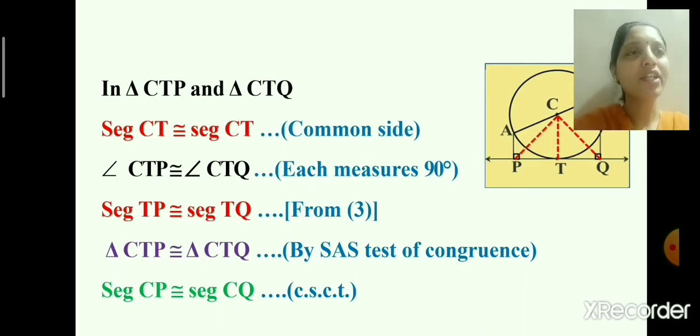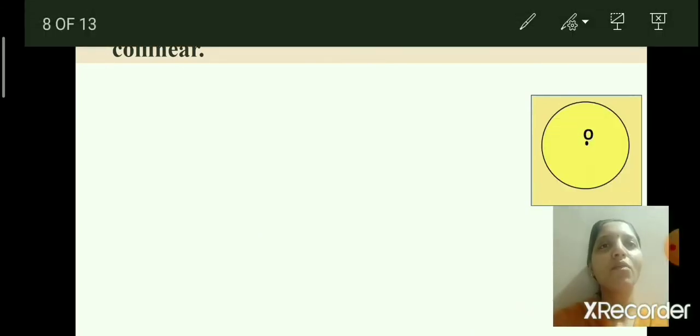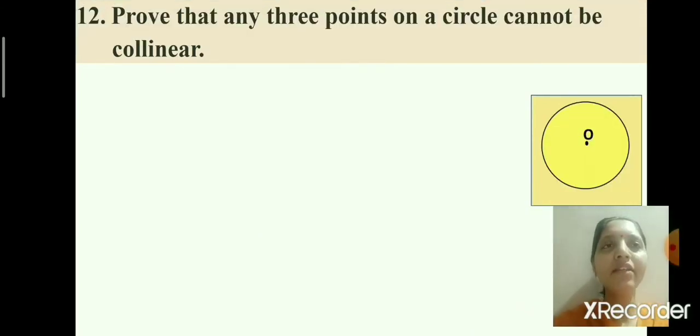Okay. Now let's move on to the next sum, that is the 12th sum. Prove that any 3 points on the circle cannot be collinear. So this proof you have to write down. For that, first we will draw a circle with center O. Then we are going to consider 3 points. Let those points be point A, point B and point C. And what you have to prove? These 3 points on the circle cannot be collinear.